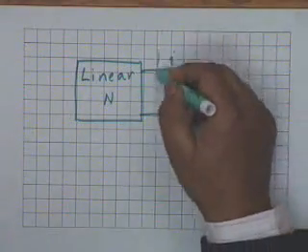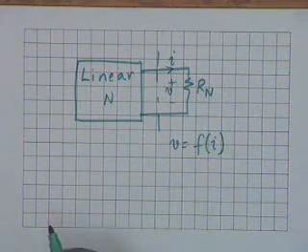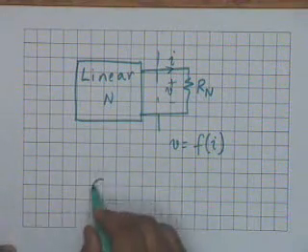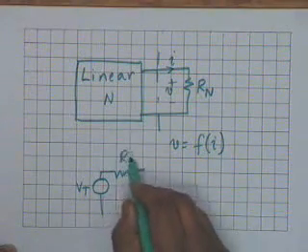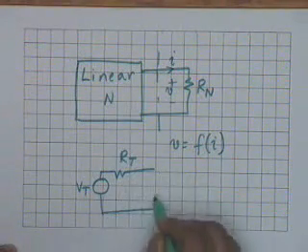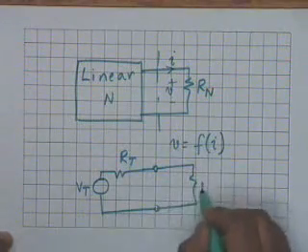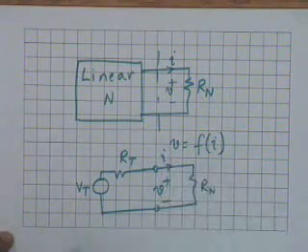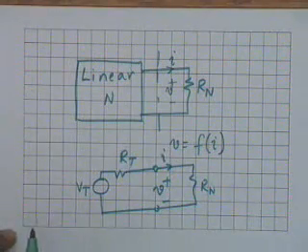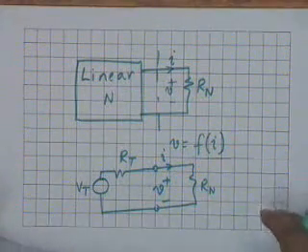Alright. Now, since this network is linear, we can always replace it by its Thevenin equivalent. So, let us say we have a Vt, then in series with Rt, alright. This is the equivalent of the linear network. Then we have the load, which is Rn, and the voltage and current are V and I, alright. How do I find out V and I? That is the question.